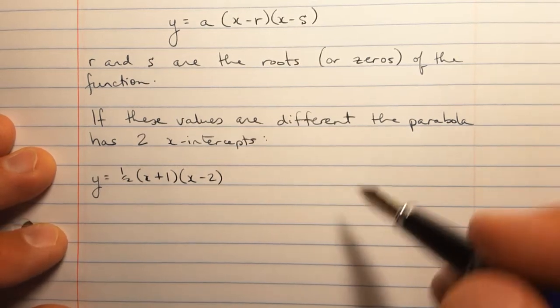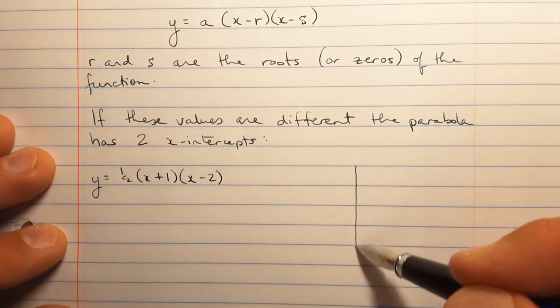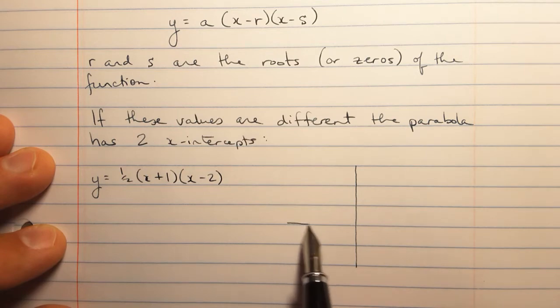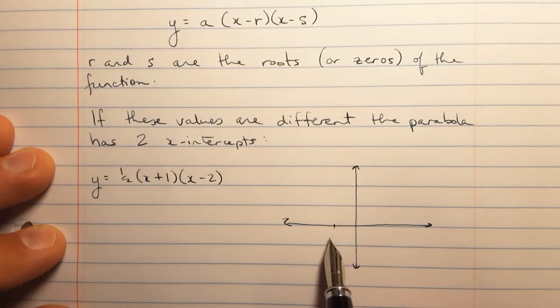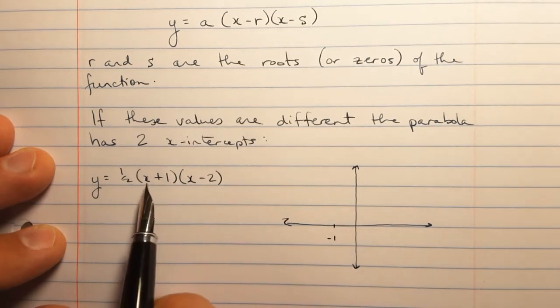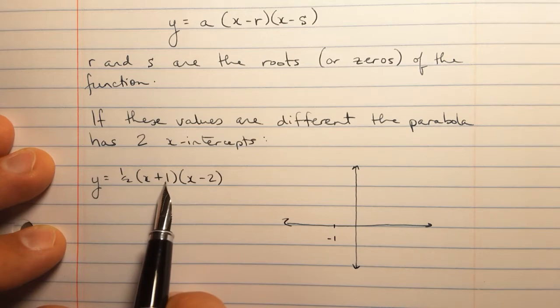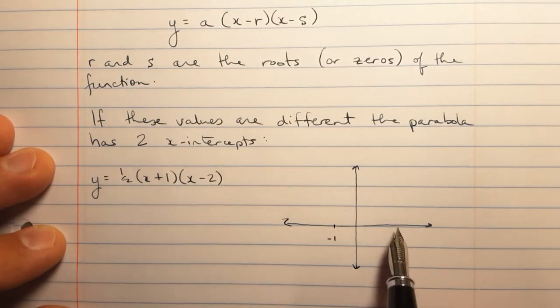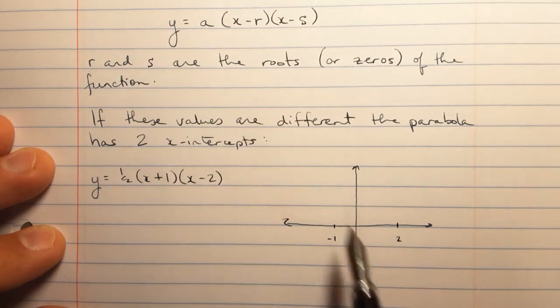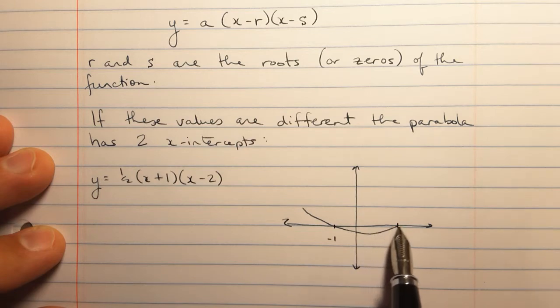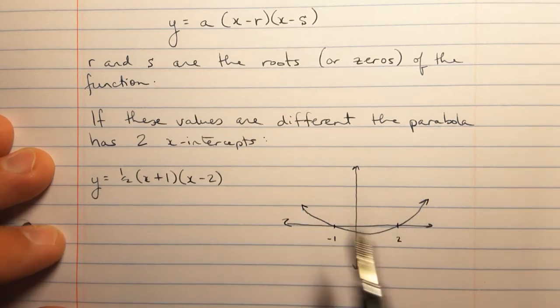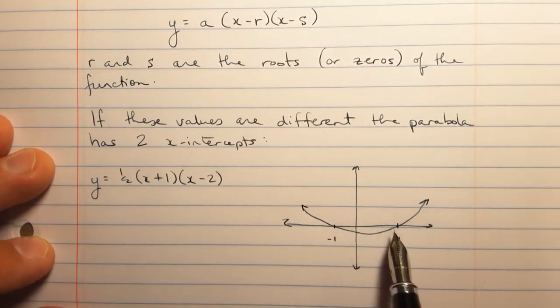I'll just draw a little sketch of that over here. So these are my x and y axes, and I'll just kind of eyeball this. There's the first root, -1. So x minus -1 gives us x plus 1, and then over here we'll have +2, and this opens upwards, so I'm expecting a graph that looks something like this. Two different x-intercepts.